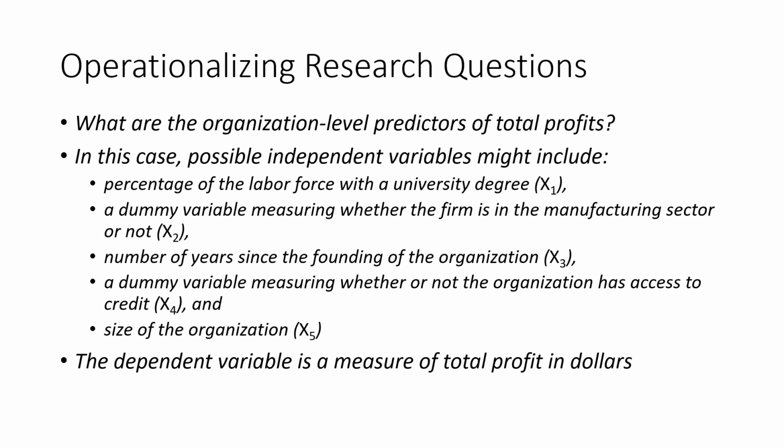Next, we have another dummy variable, but this time measuring whether or not the organization has access to credit, so we'll call that x4. And lastly, we have the size of the organization. So how large is it? How many employees does it have? We'll call that x5. And our dependent variable clearly in this case is some measure of total profit in dollars. So let's take a look at how we might build a multiple regression model around this question.